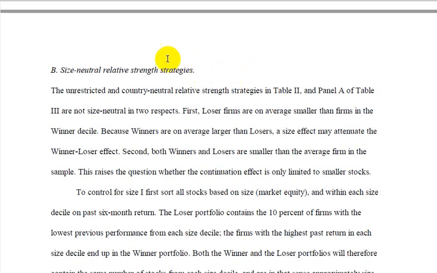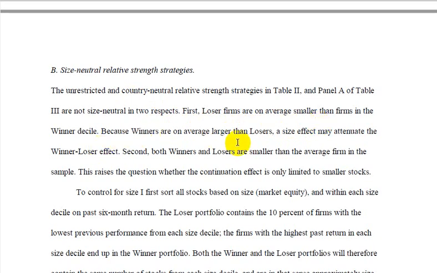Okay, so let's take a look at section B, size neutral relative strength strategies. In the two prior tests that we've done, with the unrestricted portfolio and the country neutral portfolio, they were not size neutral. And since we found that the winner portfolios are typically larger than the loser portfolios, we could say that the size might be skewing the winner-loser effect.